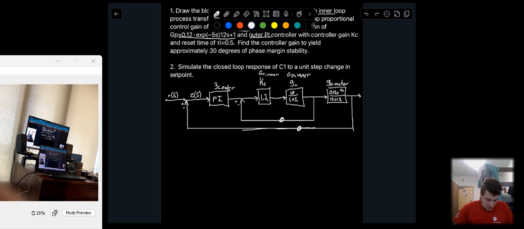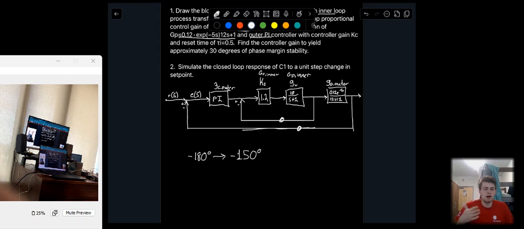Okay, so our goal here is going to be to find the controller gain to yield approximately 30 degrees of phase margin stability. What does that mean? That means that, remember, again, negative 180 degrees is the maximum stability that we could go to. So we really want to be at about negative 150 degrees of stability. And that's kind of what we're going to attempt to find here by manipulating our KC parameter.